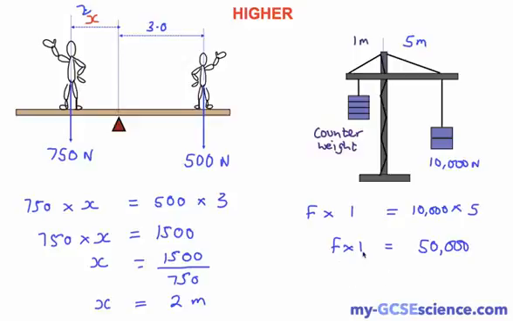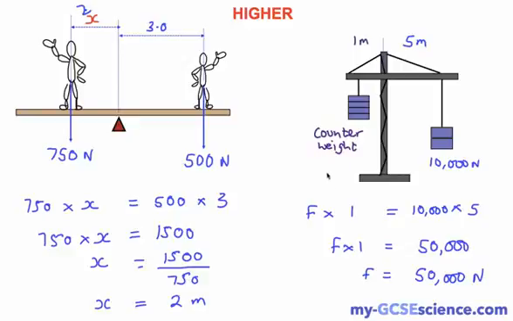We know if something times 1 has got to be 50,000, that means our force is going to have to be 50,000 newtons, and in this case the unit is newtons. So that's the force of the counterweight over here.